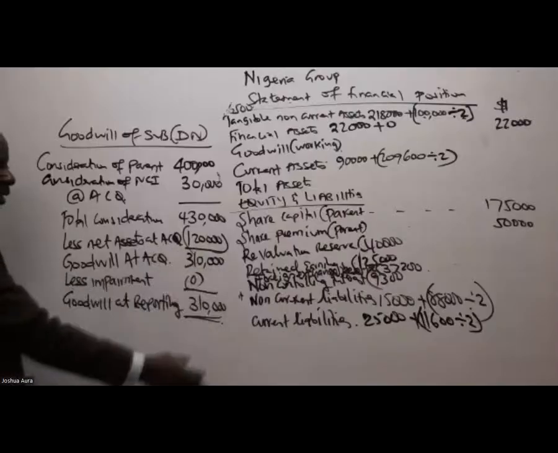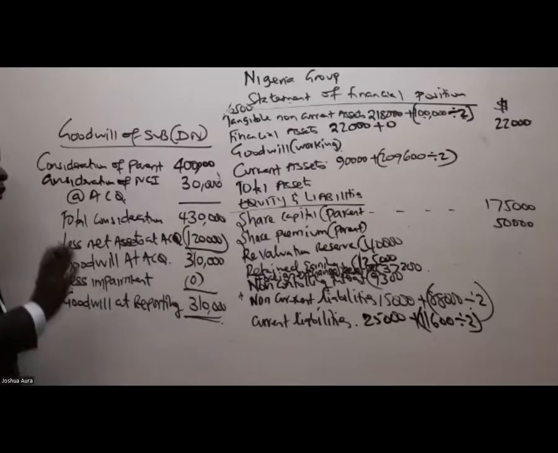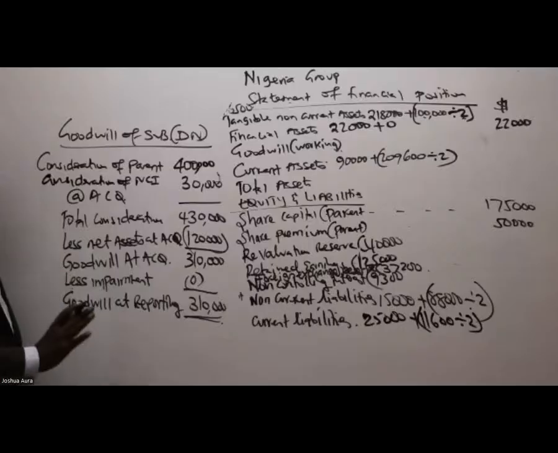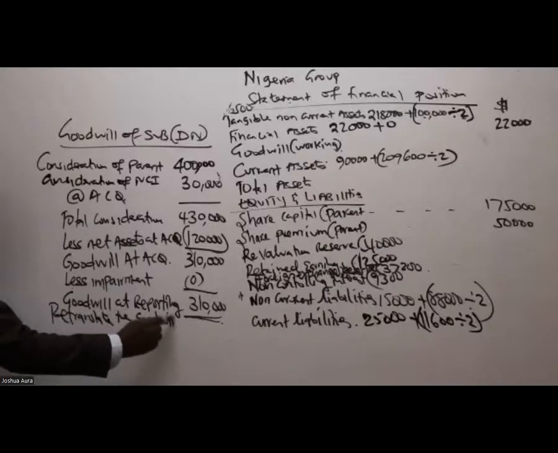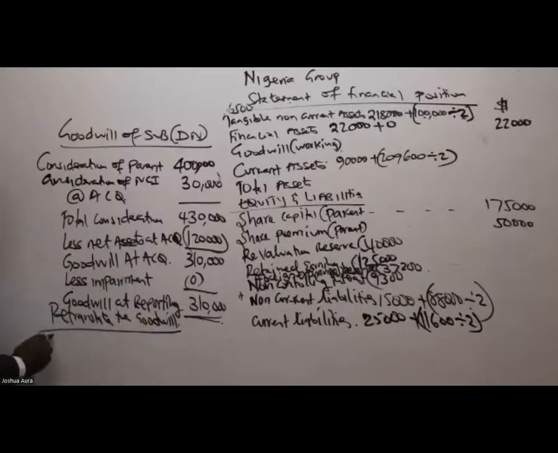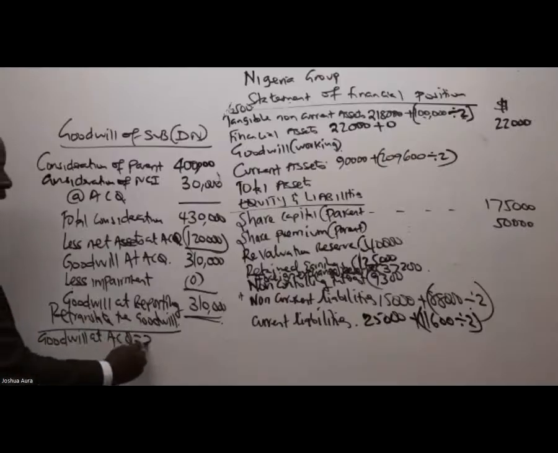I wish I had some space here, but immediately I get this goodwill of a foreign subsidiary, the next thing I should do is to retranslate the goodwill. So how do we do this? You start with goodwill at acquisition. Goodwill at acquisition was 310,000.